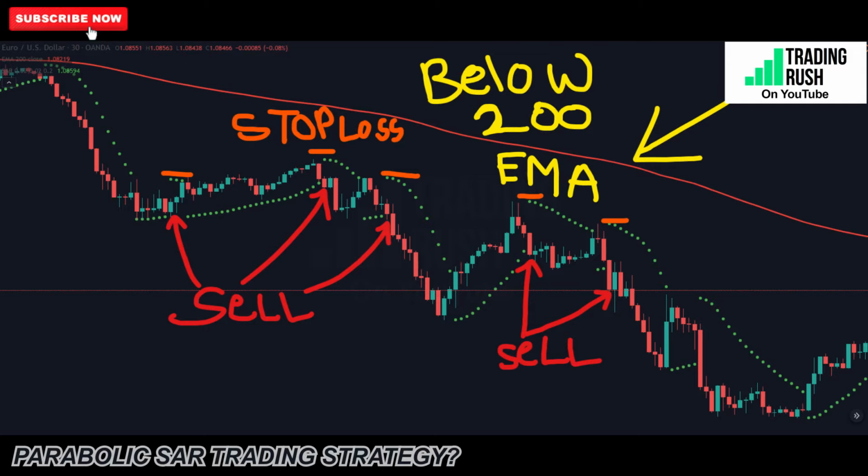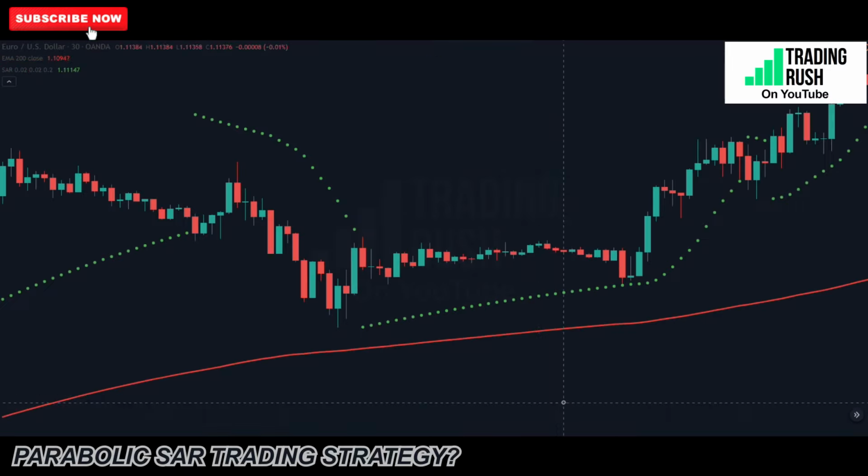And if the price is below the 200-period moving average, we will only look to sell. When the dots flip above the candle, we will enter a short position. We will set the stop loss above the dots. Again, remember to wait for the entry candle to be completed. Don't rush. Here's an example.